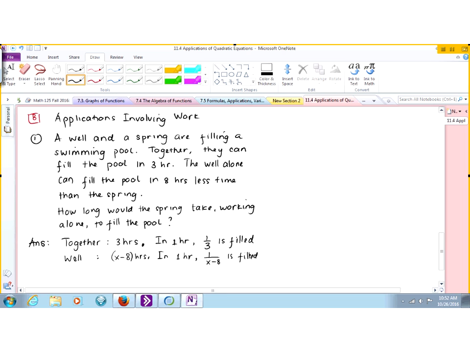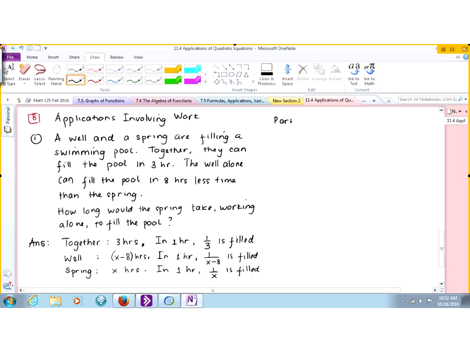Isn't it? Now, what about the spring? The spring takes how many hours? X hours. What about in 1 hour? 1 over X is filled by the spring alone. So the well alone, and spring alone. Now this is the equation.